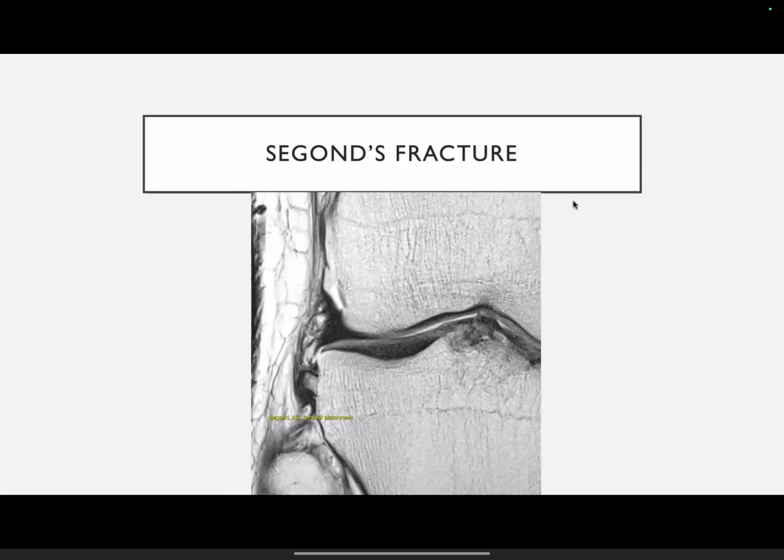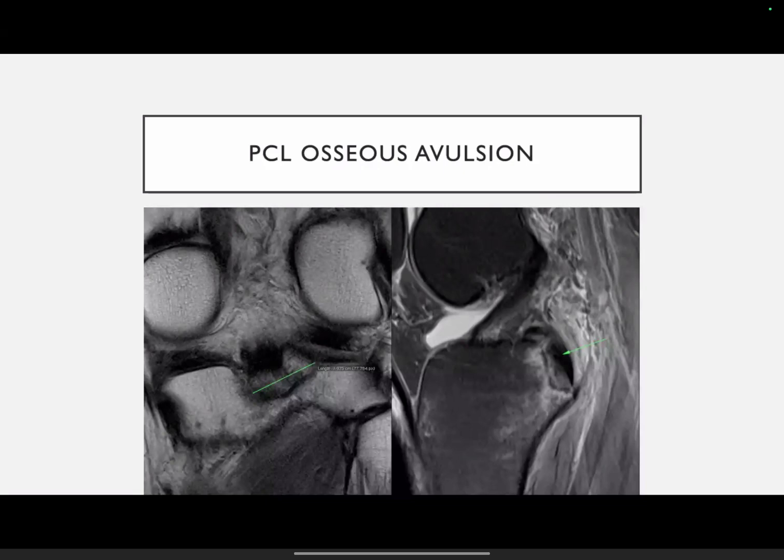Next is a Segond fracture, which is an avulsion fracture at the site of the anterolateral ligament attachment over the tibia. So this is a Segond attachment, and the Segond fracture is a common spotter for the residents on the radiograph. In cases of ACL and PCL osseous avulsion fractures, we will be able to see a certain pattern of bone marrow edema. So whenever there is ligamentous avulsion, you will see marrow edema along the inferior aspect.